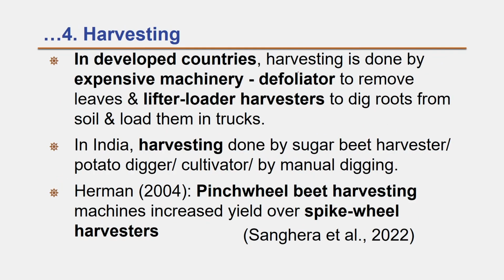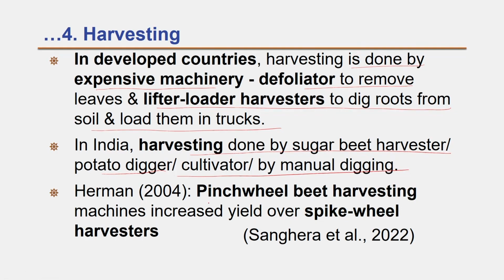In developed countries, harvesting is done by expensive machinery, a defoliator to remove leaves and a lift loader harvester to dig roots from soil and load them in trucks. In India, harvesting is done by sugar beet harvesters. Potato diggers can also be used, or a cultivator, or manual digging.